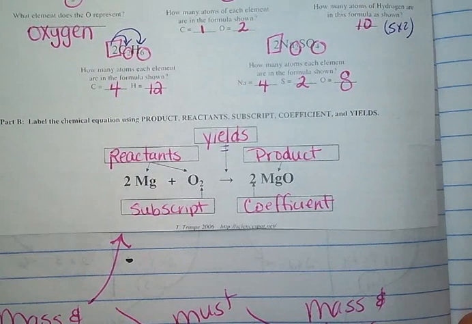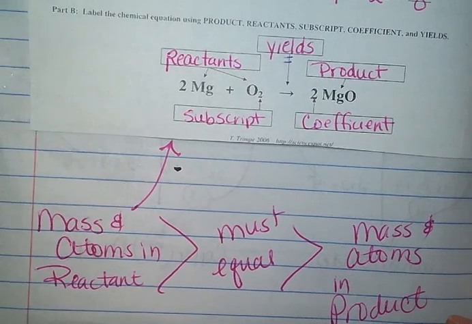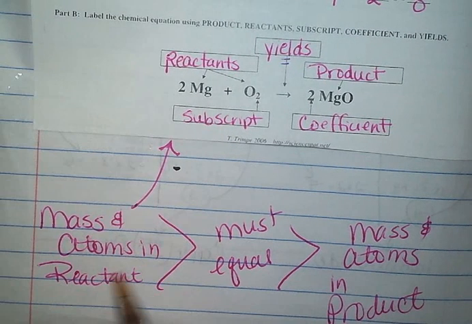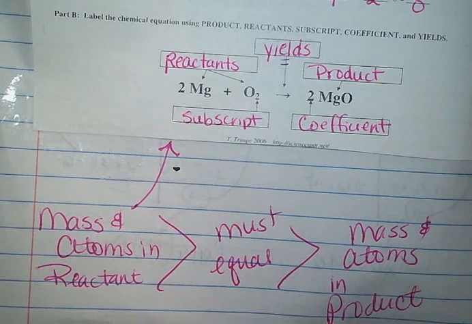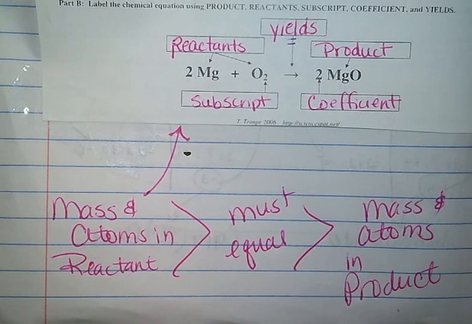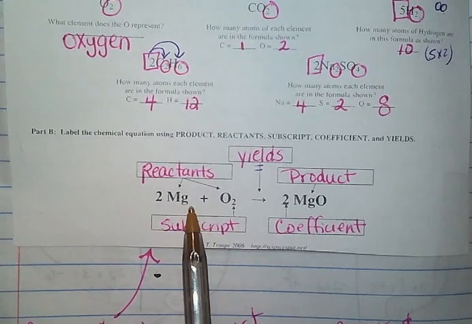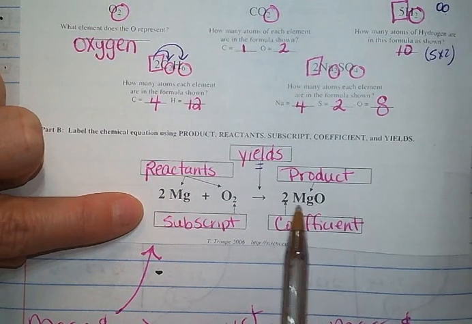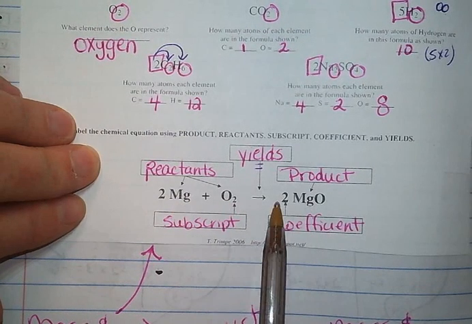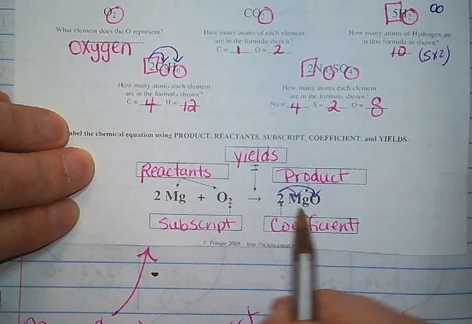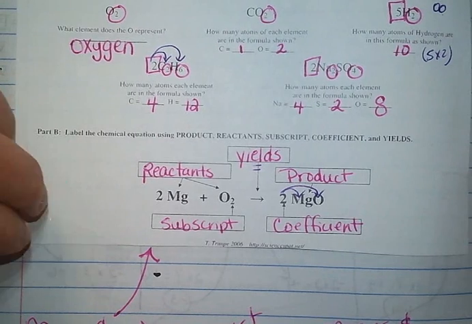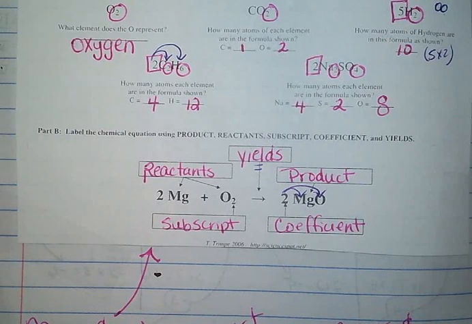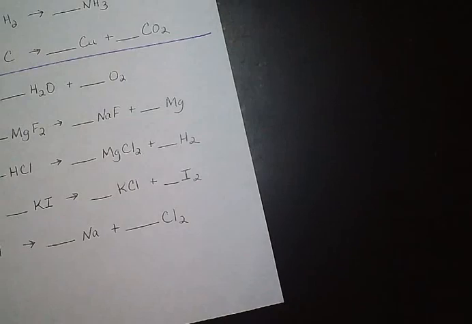Then underneath there in our notes, what we talked about was the mass and the atoms in the reactant must equal the mass and the atoms in the product. So when you have a chemical equation like this, you can see here I have 2 magnesium atoms on this side and I have 2 magnesiums on that side. I have 2 oxygen atoms here, and since this 2 applies to everything, I also have 2 oxygens over here. Then we have a practice page that we did together. The first side of it we did together. The second side we worked in groups and kind of worked on our own and self-checked. So we did some practice.